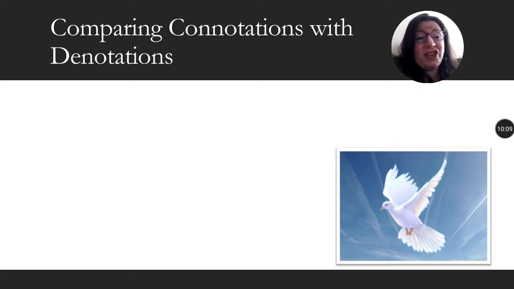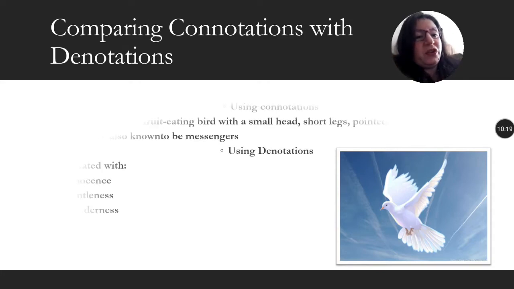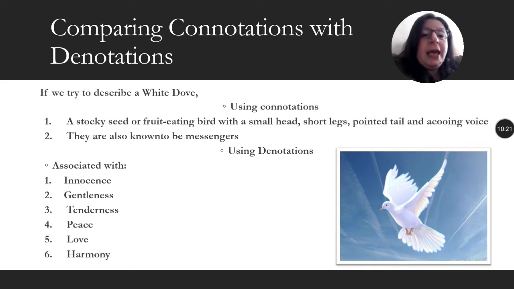Sometimes I don't want to say just one word to give an exact meaning, but I want to say a whole thing. That would be a positive or a negative connotation. Comparing connotations with denotations, how could we do so? Let's read together. If we try to describe a white dove, what would we say?